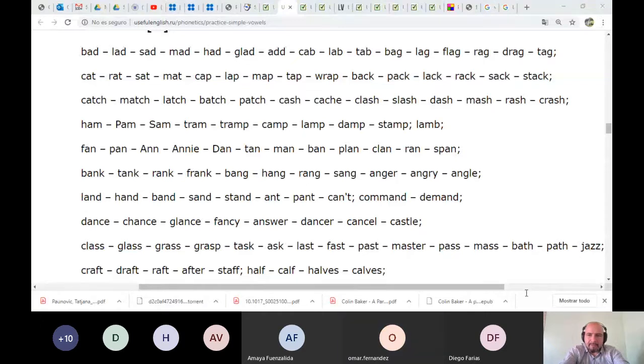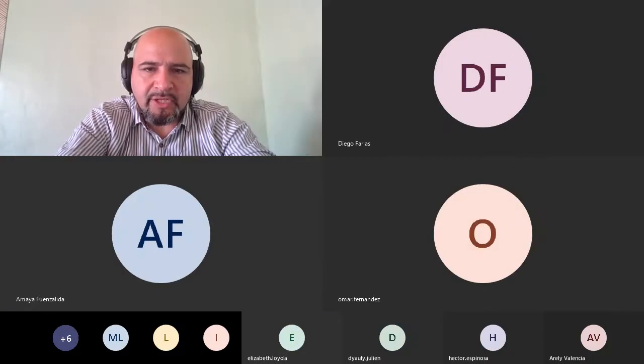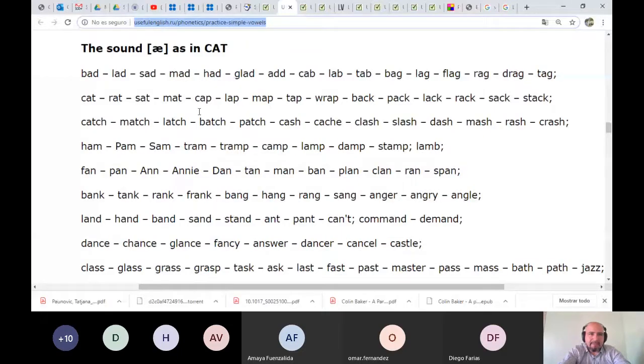Okay, that's the website in the chat. I'm going back to the website. I'm going to share it with you again. So remember the name of this symbol? The trap, right? As in cat. If you could repeat with me, can we do this together? Okay, 1, 2, 3.